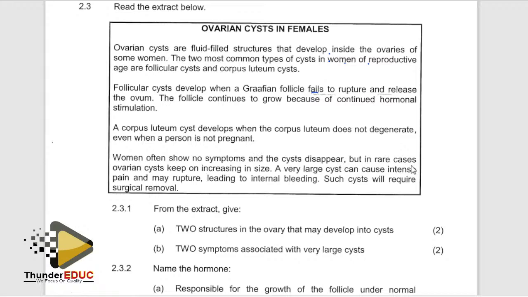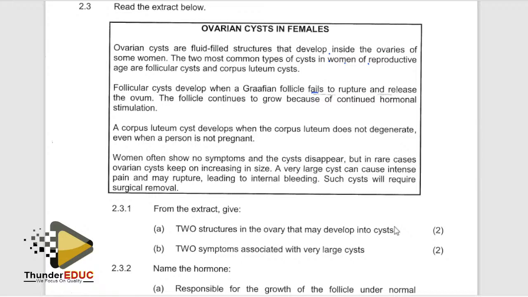They are saying that a woman often shows no symptoms and the cyst disappears, but in rare cases the ovarian cyst keeps on increasing in size, and a very large cyst can cause intense pain and may rupture, leading to internal bleeding. Such a cyst will require surgical removal. All right, number 1. Identify from the extract the two structures that may develop into cysts.